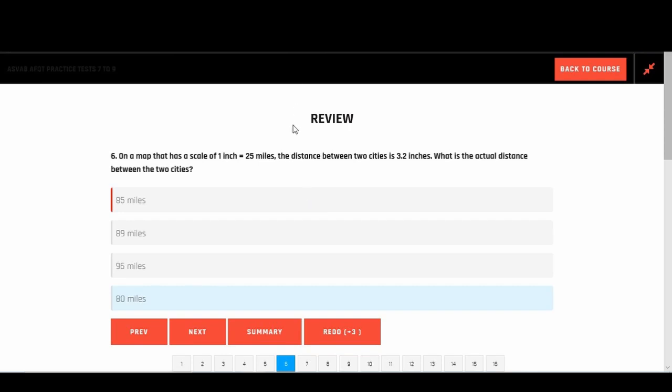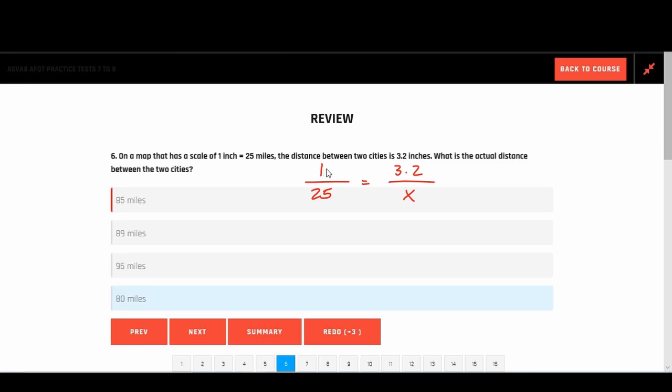Alright, number 6 says, on a map that has a scale of 1 inch equals 25 miles, the distance between two cities is 3.2 inches. What is the actual distance between the two cities? So this is a problem we're going to solve using proportions. 1 inch represents 25 miles. We want to figure out how many miles 3.2 inches represents.